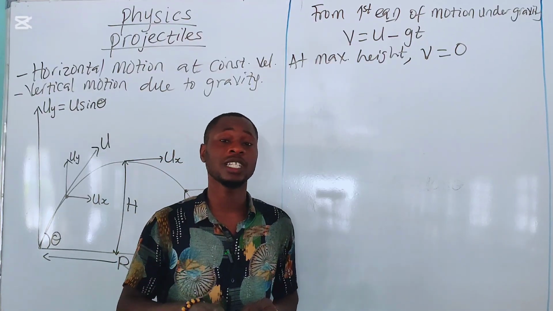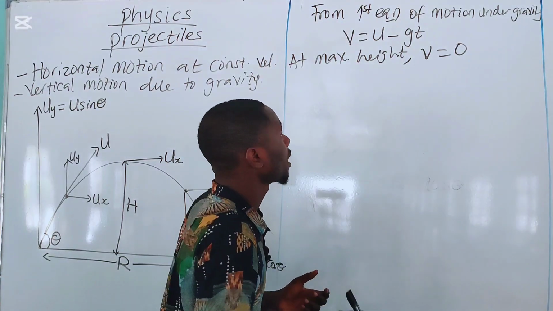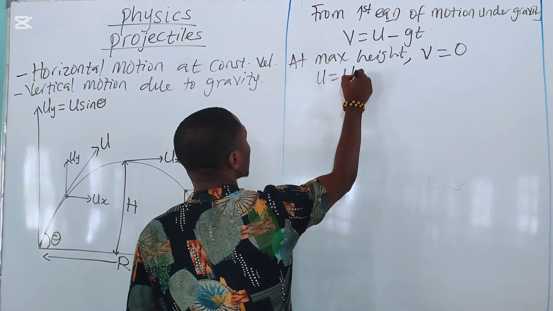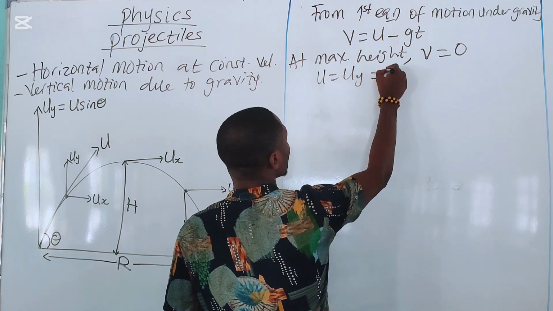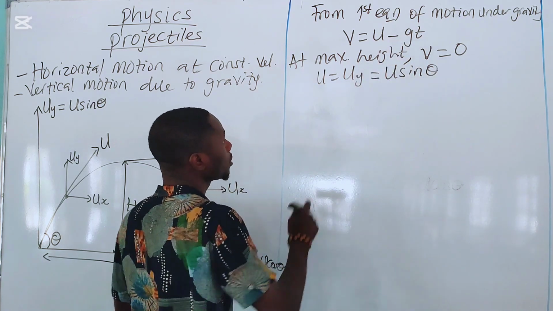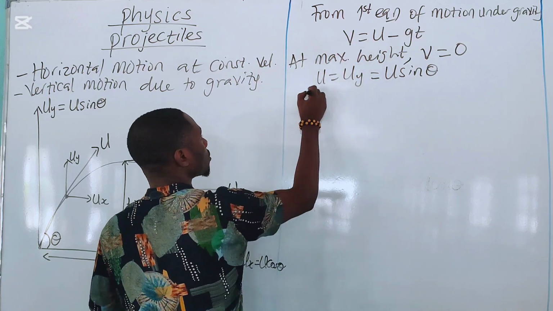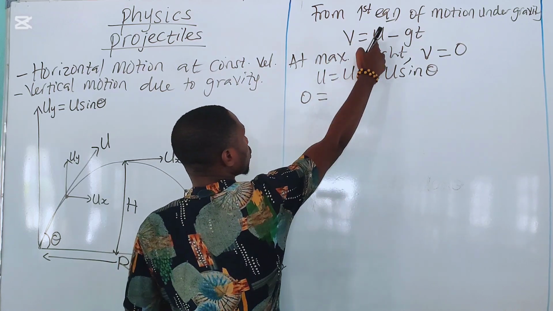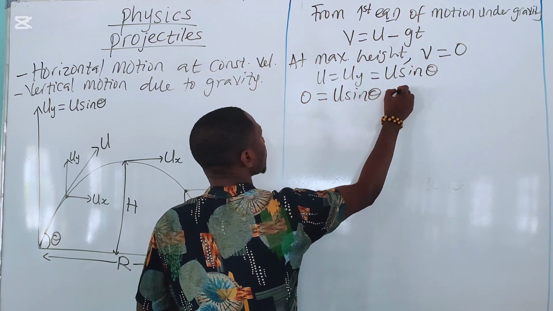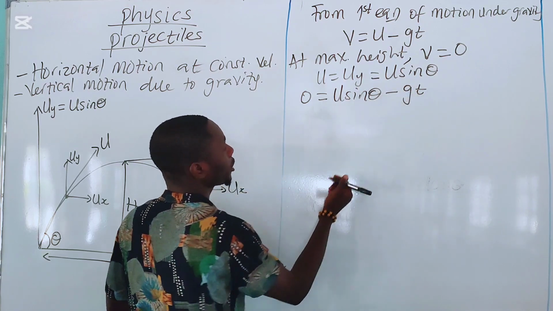The vertical component of the initial velocity. So it means that our u is going to become u of y, which is going to become u sine theta. So when we substitute into our equation, we're going to have v is 0. So 0 will be equal to u sine theta minus gt. So we're looking for t.